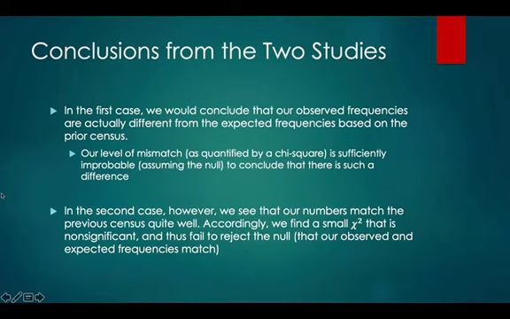Now, in the first case, we would conclude that our observed frequencies are actually different than the expected frequencies based on the prior census. Our level of mismatch, as quantified by a chi-square, is sufficiently improbable, assuming the null, to conclude that there is such a difference. In the second case, however, we see that our numbers match the previous census quite well. Accordingly, we find a small chi-squared that is non-significant, and thus fail to reject the null, that our observed and expected frequencies match.